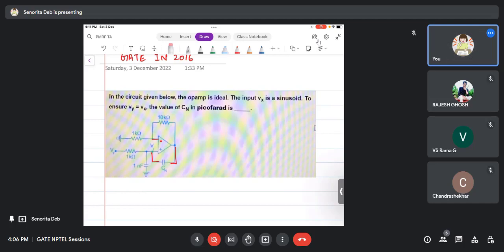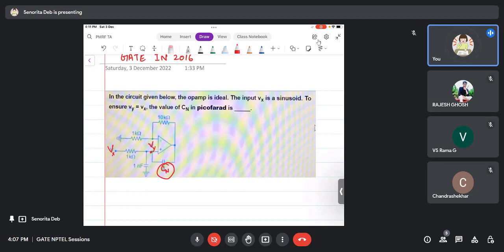Now, what is the question asked? In the circuit given below, the op-amp is ideal. The input Vx is a sinusoid. Ensure that Vx is equal to Vy. If you ensure that Vx equals Vy, what will be the value of Cn?